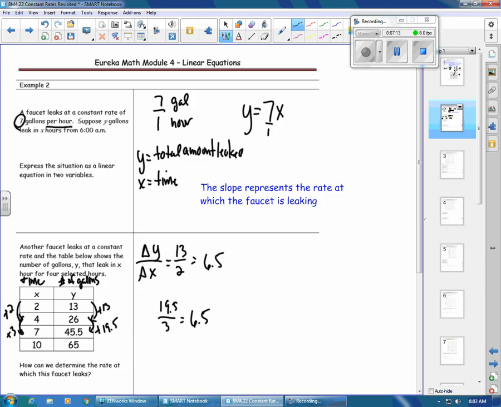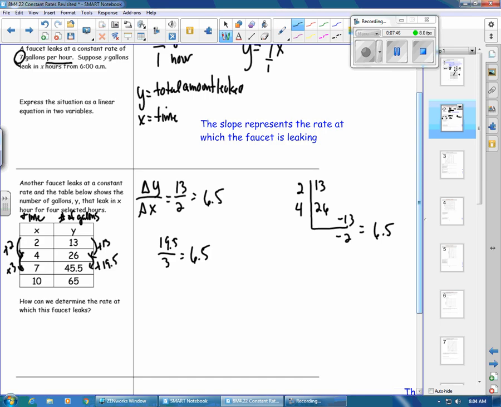Now, if you're one of those people that you're like, okay, that makes no sense to me, Mrs. Huntley, I want to do it the other way that we talked about, fine. Do a slope formula. You've got points here, 2 and 13, 4 and 26. Subtract down. 13 minus 26 is a negative 13. 2 minus 4 is a negative 2. Negative 13 divided by negative 2, again, is 6.5. So we're going to come out with the same rate. It doesn't matter which strategy you use to attack the problem.